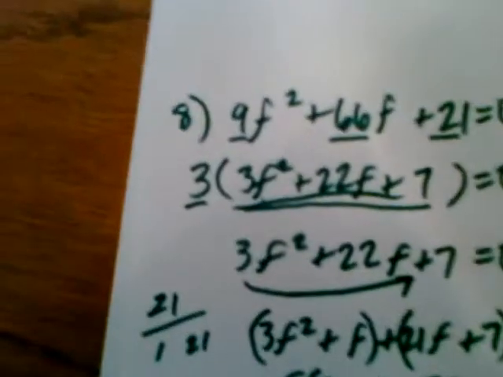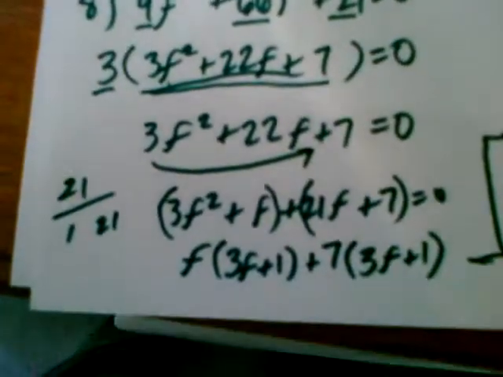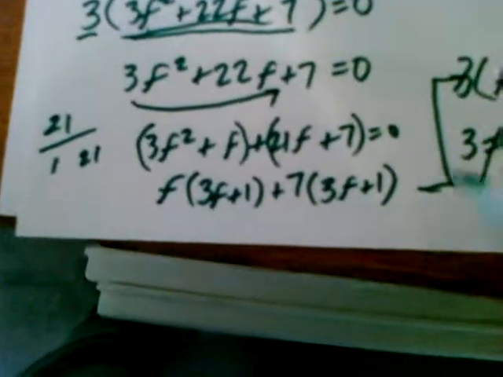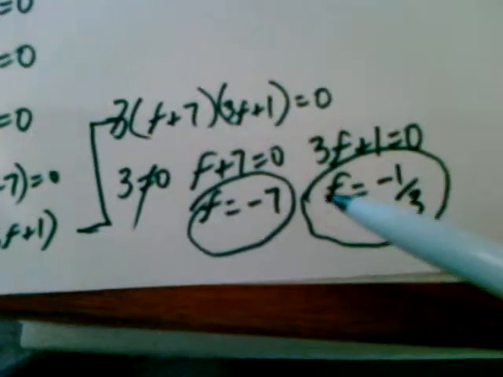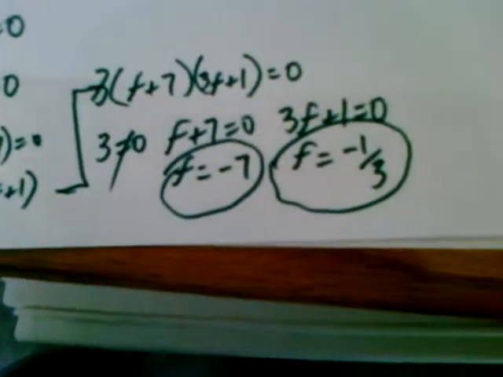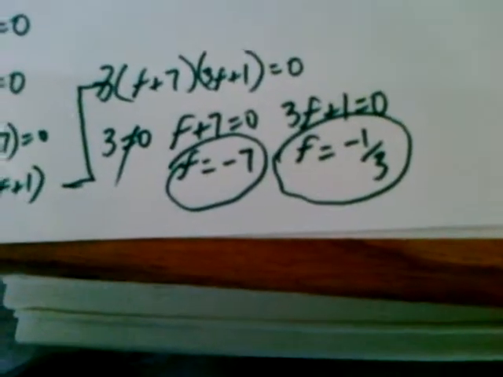And so let's go through the steps. Factored the 3 out first, and factored out the trinomial, and then solved for your variable. All right, make sure you do 1 through 10.